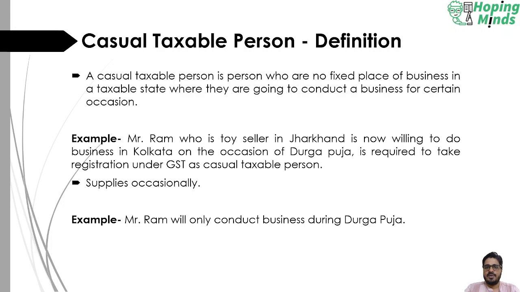Casual taxable person. They are the next set of taxable person. Who is a casual taxable person? A casual taxable person is a person who doesn't have any fixed place of business in a state where he is willing to conduct a business for certain occasion or for some time. For example, Mr. Ram, who is a toy seller in Jharkhand, is willing to sell his toys during the festive season of Durga Puja in Kolkata. So, he is required to take registration under the GST as a casual taxable person.